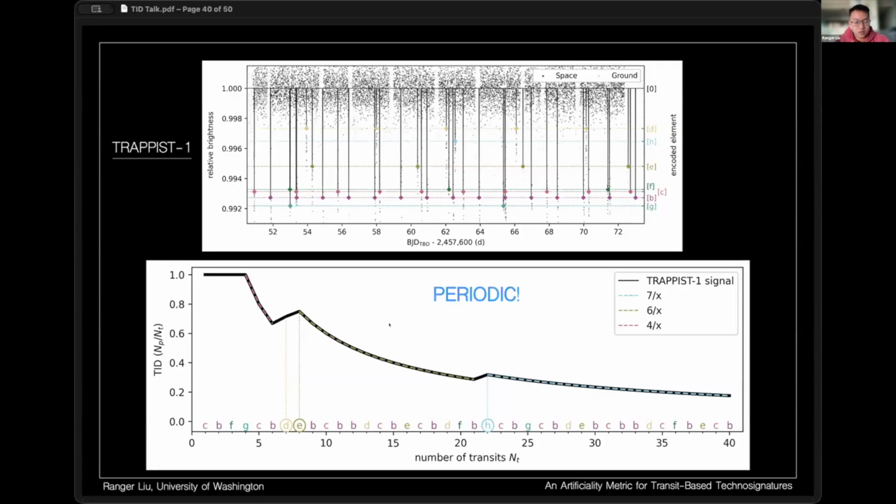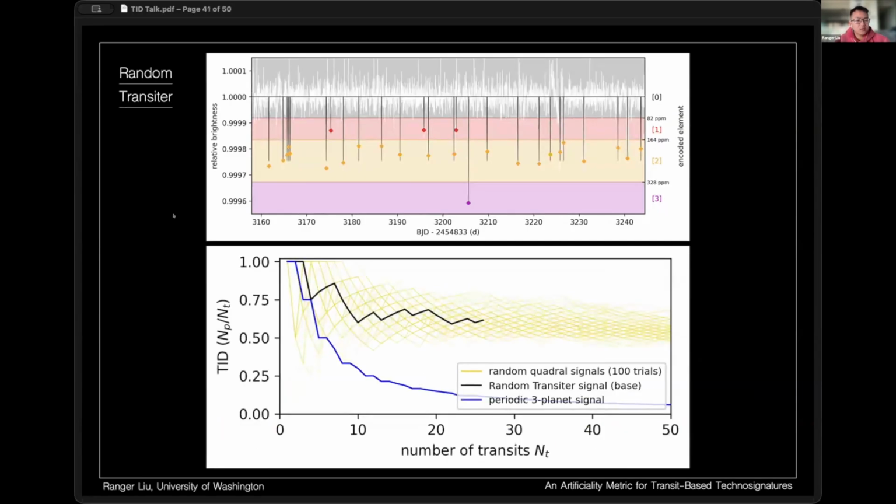Yeah, so it's periodic. Lastly, we also attempted a similar analysis of the random transitor, which, remember, was our initial inspiration system for looking at anomalous transit patterns in the first place. We did a very simple 4-state split on the transits reported in Rappaport et al. 2019. When we analyzed this quantized version of the light curve, we find that the random transitor signal falls squarely into the random regime for quadral signals.